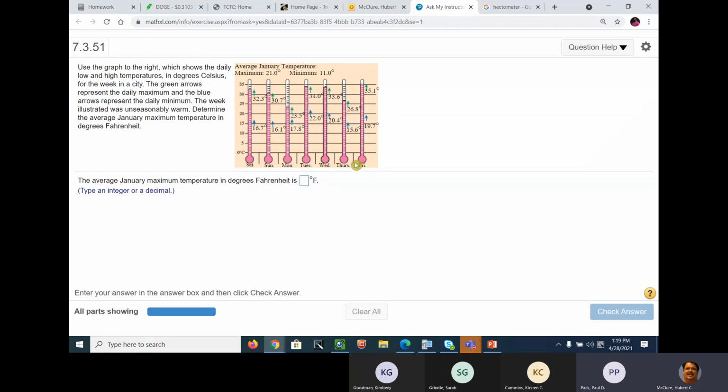Use the graph to the right, which shows the daily low and high temperatures in degrees Celsius for the week in a city. The green arrows represent the daily maximum, and the blue is the minimum. So your highs and your lows.